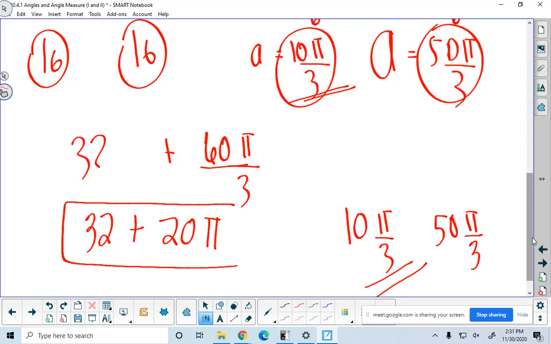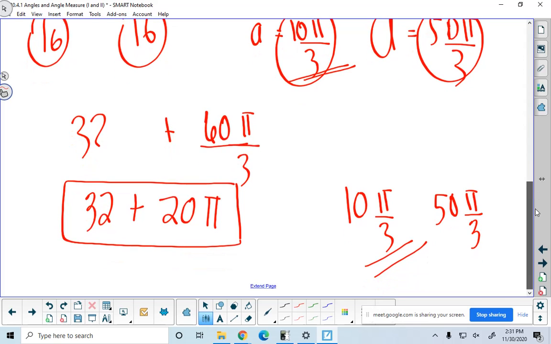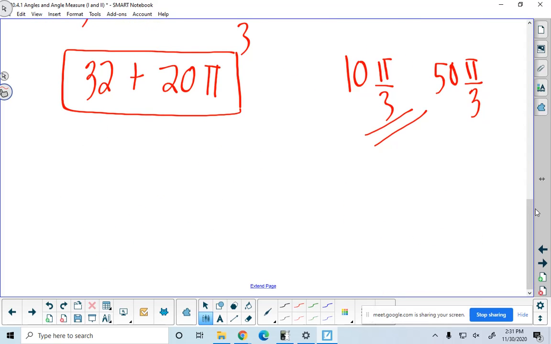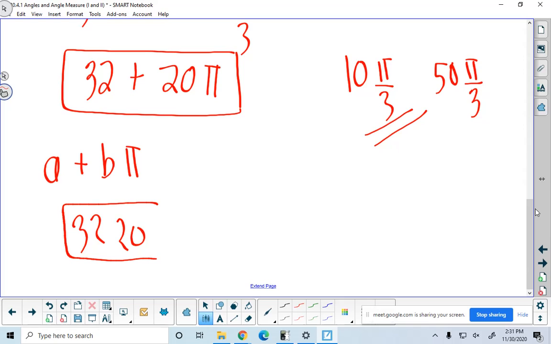And the reason I wanted to keep all of our exact values is you might have been given this question on an exam and told the perimeter is a plus b pi. What are the values of a and b? Well, a is 32, b is 20, so this would be what you would record in the numerical response section of the exam.